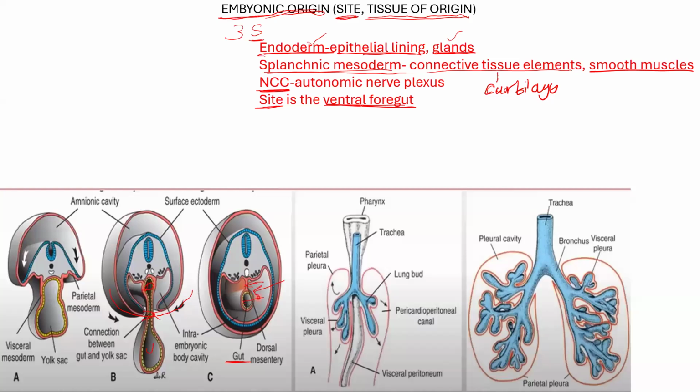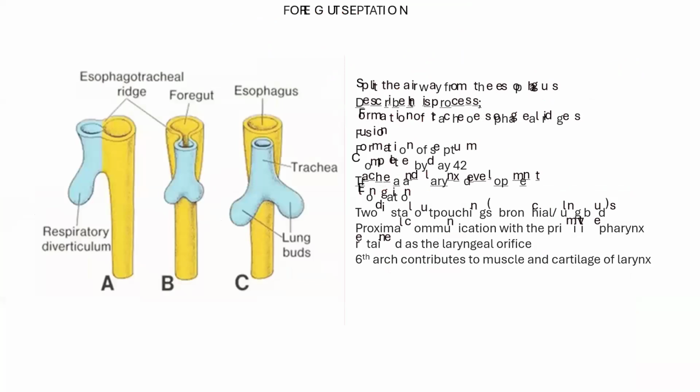From the medial parts of the ventral foregut, that is where you usually have a diverticulum known as the respiratory diverticulum, which eventually gives rise to the trachea. So the larynx, the trachea, the bronchi, and everything else until you get to the alveolar sacs. Okay, so let us discuss the sequence of events.